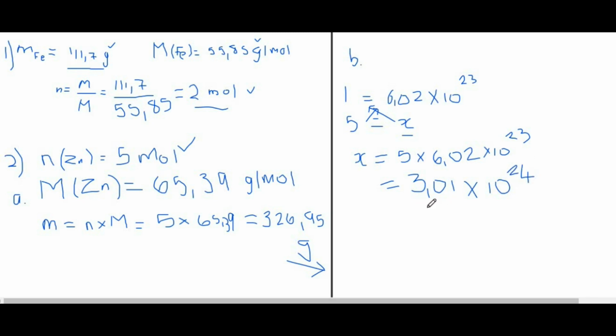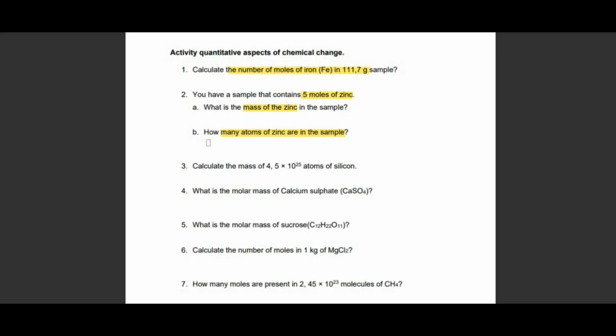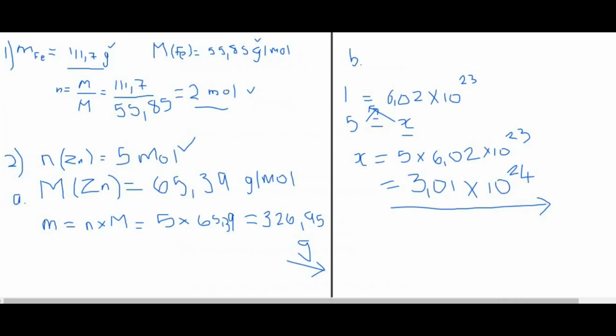So this would mean that you then write down that the number of zinc atoms in this particular sample is 3.01 multiplied by 10 to the power of 24 zinc atoms. So you see now how we apply Avogadro's number that we spoke about, right? Then let's go to question number 3.